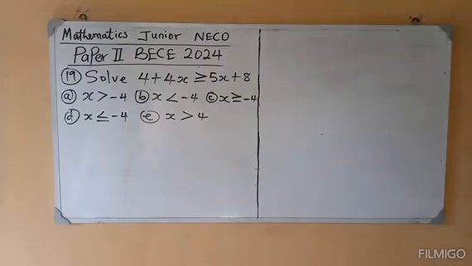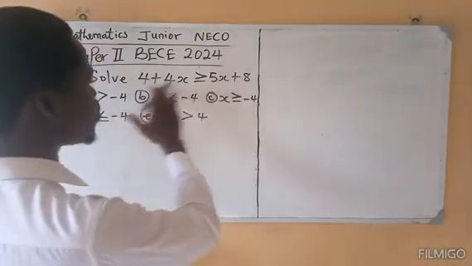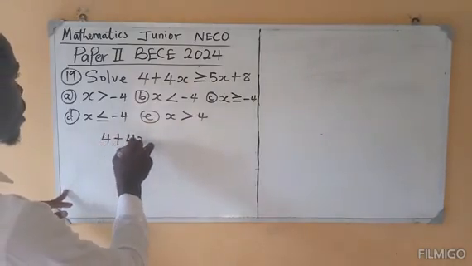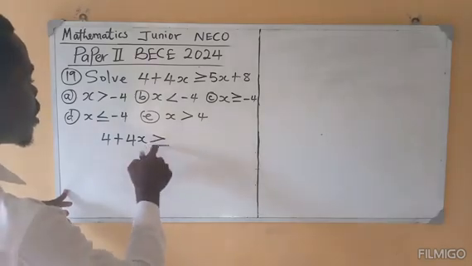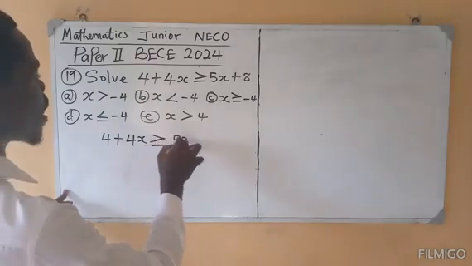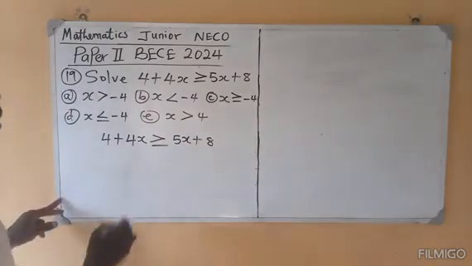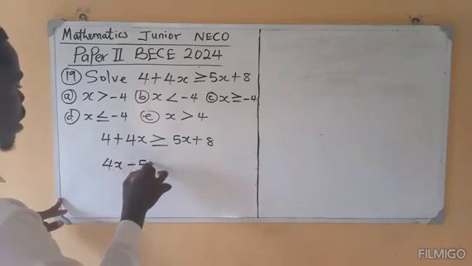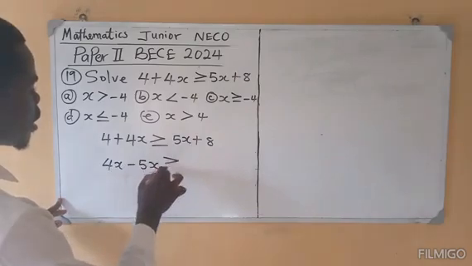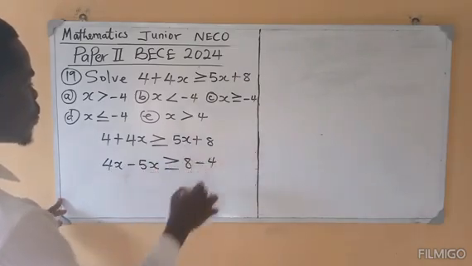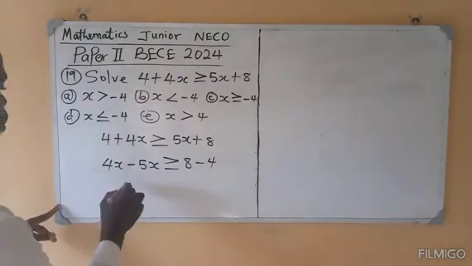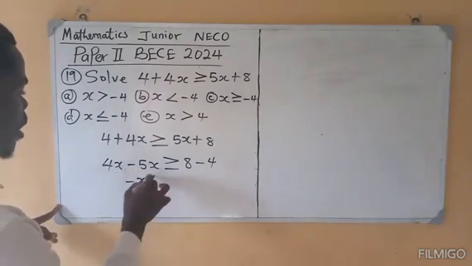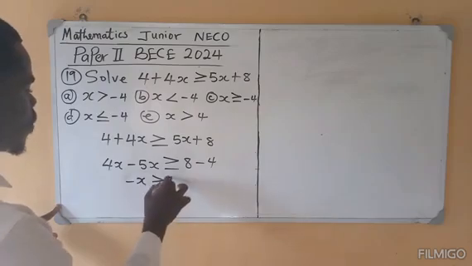Okay, so now let's solve the inequality. This expression is what we call an inequality. So we have 4 plus 4x greater than or equal to 5x plus 8. Let's collect like terms. When we collect like terms, we have 4x minus 5x greater than or equal to 8 minus 4. This will give us minus x, since 4x minus 5x is minus x, greater than or equal to 4.